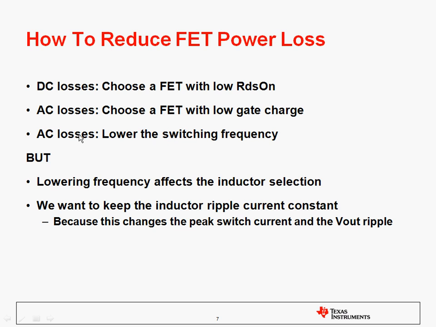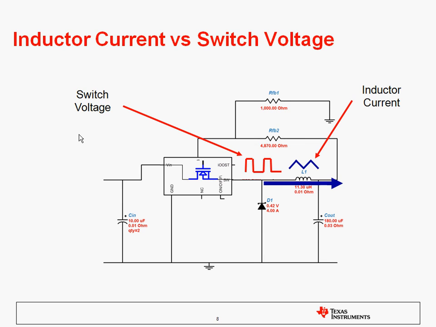But lowering the switching frequency also affects the inductor selection. We want to keep the inductor ripple current constant because we don't want to have too high of a peak switch current, and we also want to maintain our Vout ripple. Let's explain this in a little more detail.